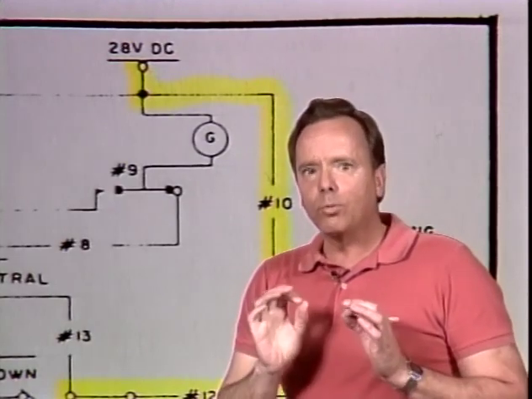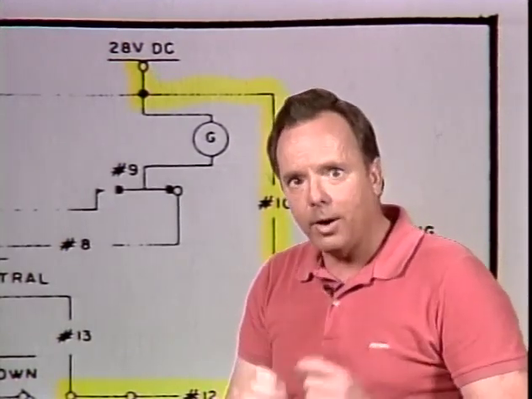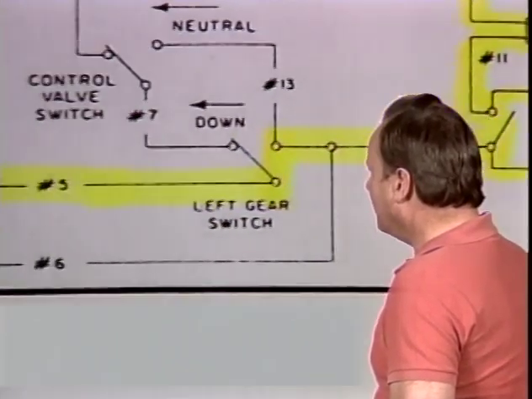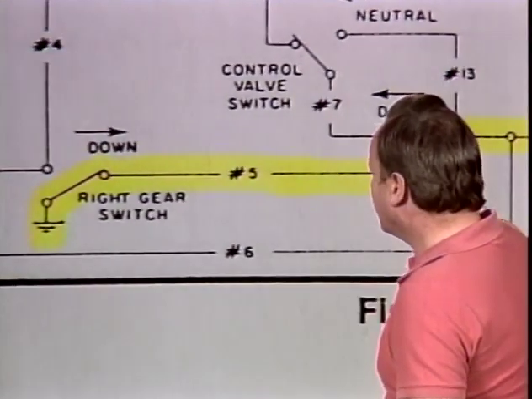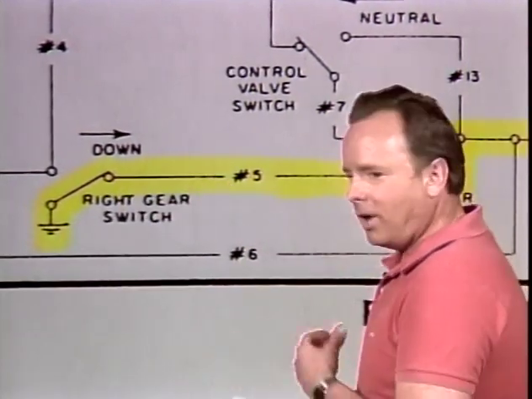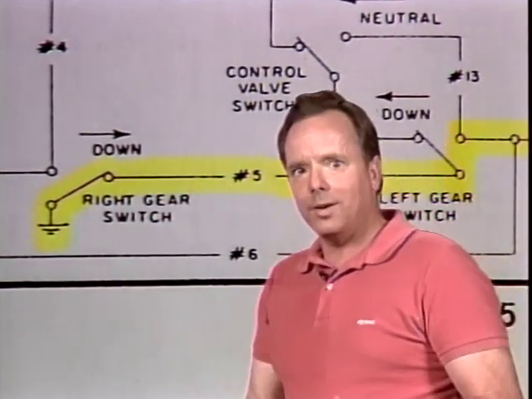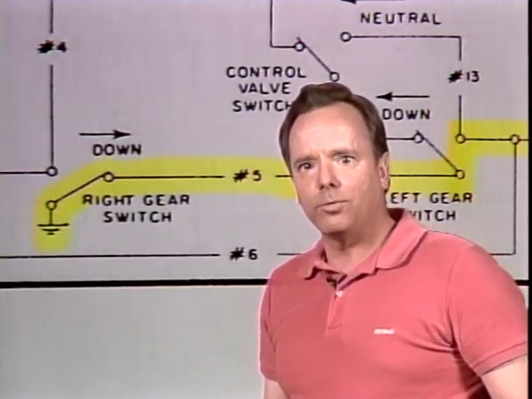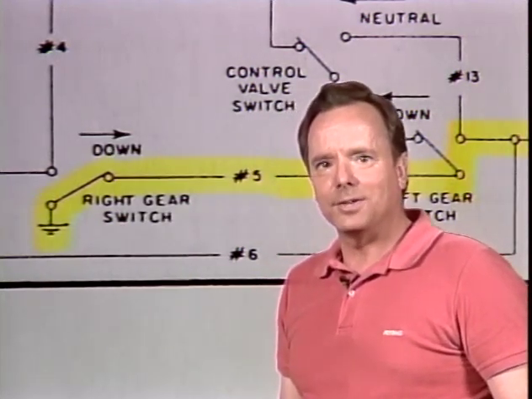So the only route that provides routing through both gear switches for the warning horn to sound is when you have the left gear up and the right gear down. Now, if you have other situations with one gear up, you'll still have the warning horn sound. It'll just provide a different route for it. And that's the way they're going to ask you about this on the test.